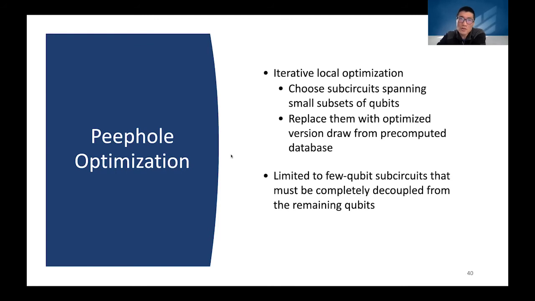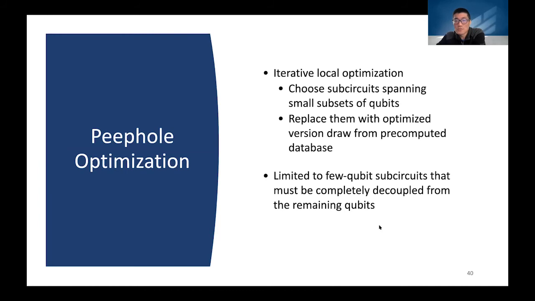Say you have a circuit that involves 15 different qubits. Then at each iteration of peephole optimization, you pick, say, 2 qubits in particular and look at a particular substructure within those 2-qubit gate sequences, and replace that substructure with an optimized version that's pre-computed and stored in the database.